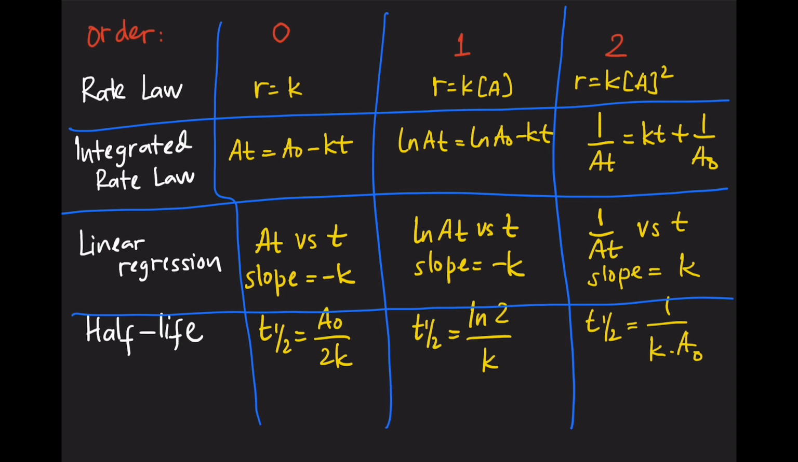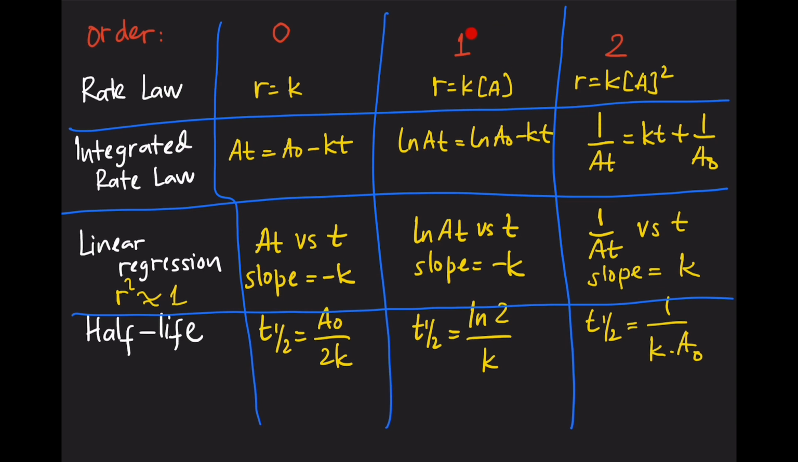Now, based on these linear equations, we can have linear regression, and then again, we can perform this in a calculator to find which R squared is the closest to 1, or 0.99. For the 0th order, what we will have to plot is At as the y and t as the x. So we have a plot of y versus x, so At against t, and then the slope will be negative, which is negative k.